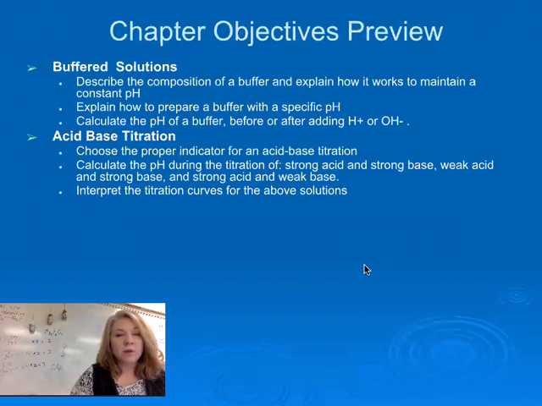And then if you notice, we'll also be talking about acid-base titrations, where we're going to choose the proper indicator for an acid-base titration. We'll be looking at the pH of strong acid, strong base, weak acid, strong base, strong acid, and weak base during the titration of those species. And then we're going to interpret titration curves for those species.